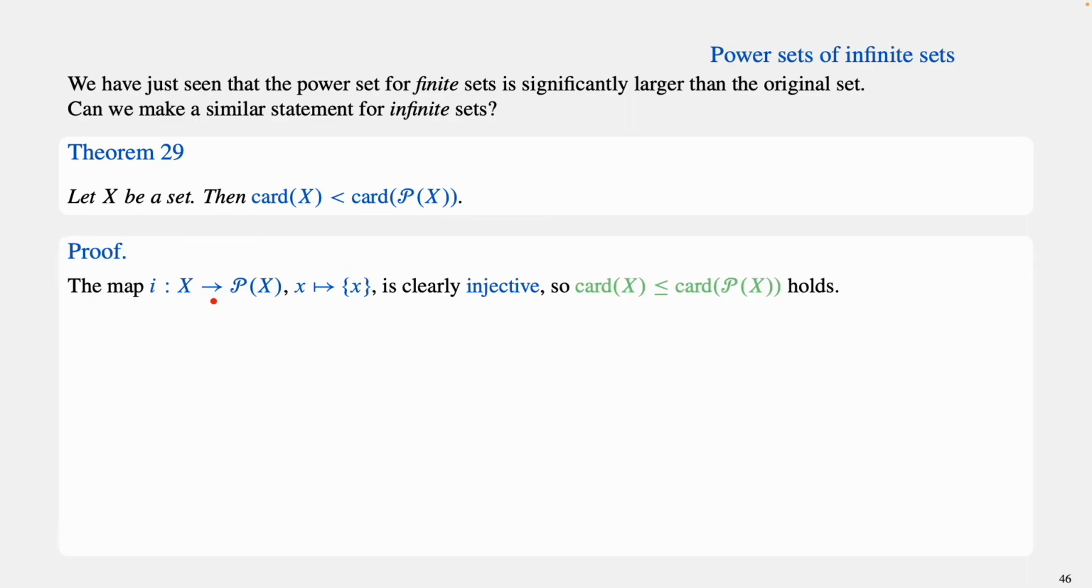And the proof is as follows. So we get an injection easily from X to its power set simply by mapping any element x to the set containing just this element. So this is of course a subset of the set big X, and it's clearly an injection from X into the set of all subsets of X. And having an injection from X into its power set means that the cardinality of X is less or equal to the cardinality of its power set.